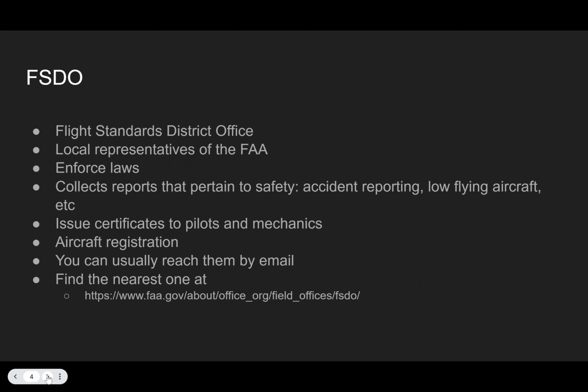So the FSDO is known as the Flight Standards District Office. And those are actually the local representatives of the FAA. So there's actually 9 different offices around the United States, and you can look up and see which one's the closest one. So they're the ones who actually enforce the laws.